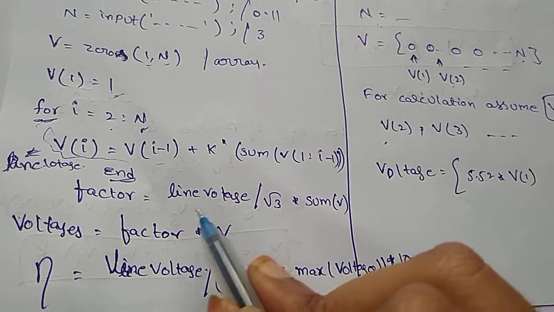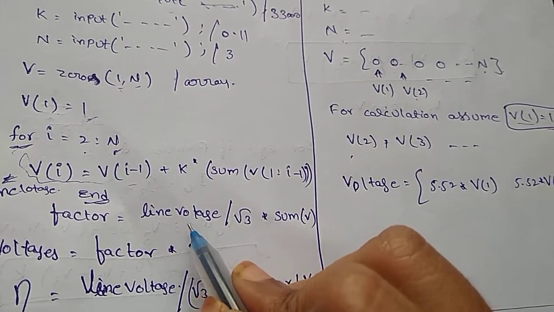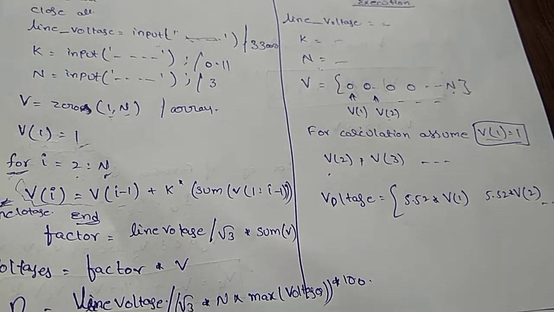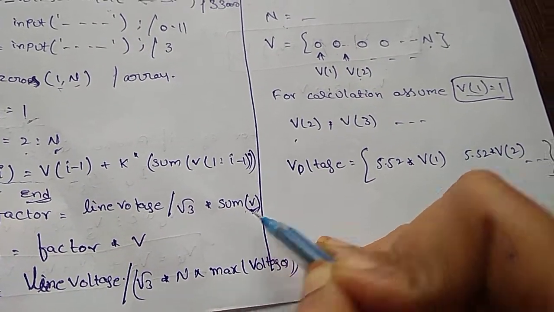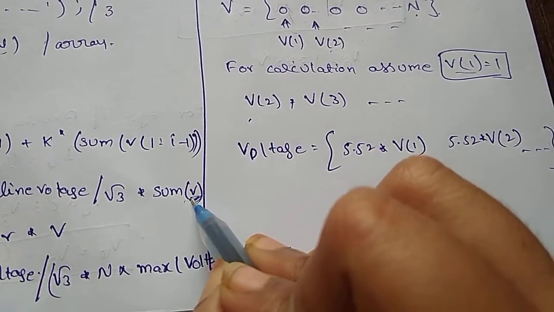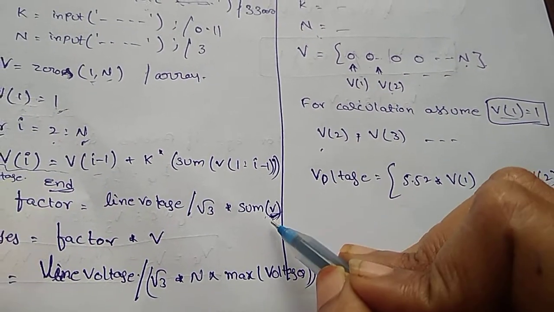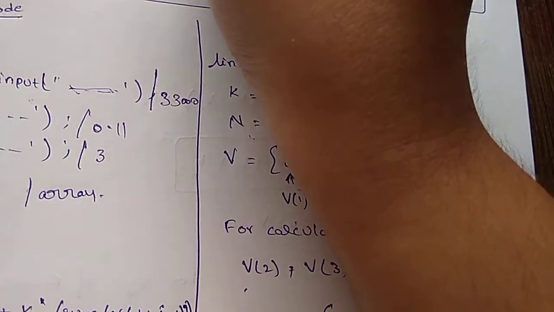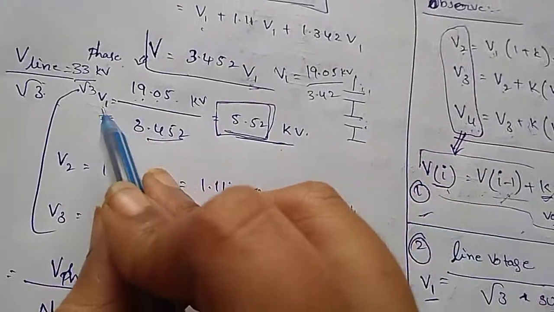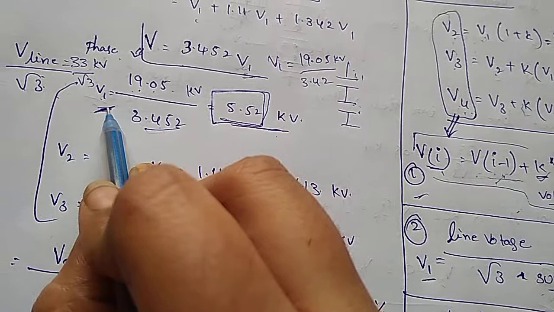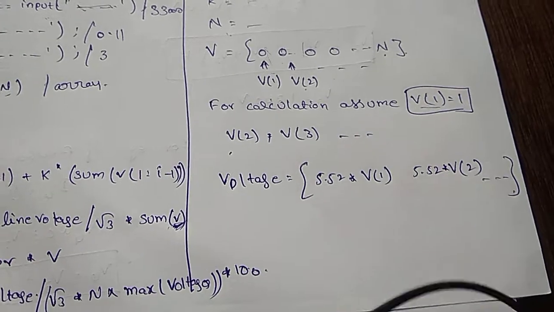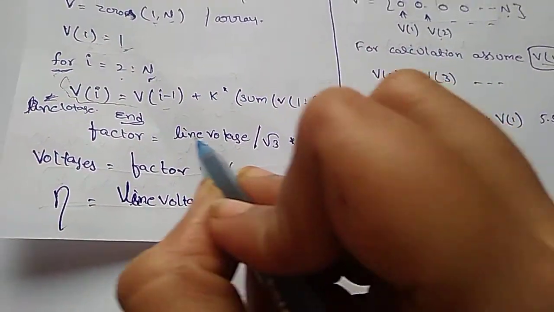So for the factor, line voltage divided by root 3 multiplied by the sum of, and here please remember, I am giving the small voltages V, whatever your zeros array is, that is the value V. When I performed this, I got the V1 voltage directly.